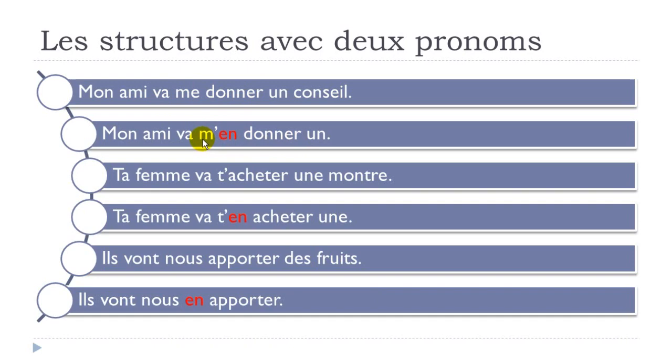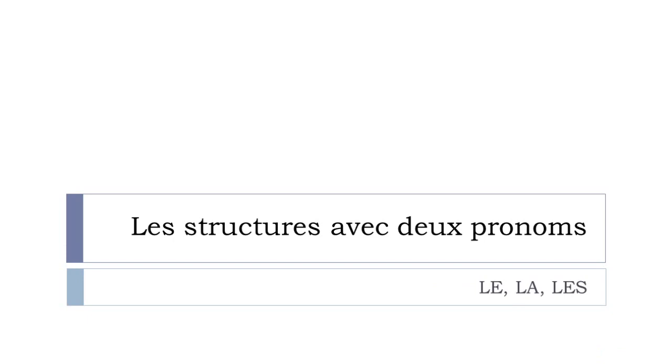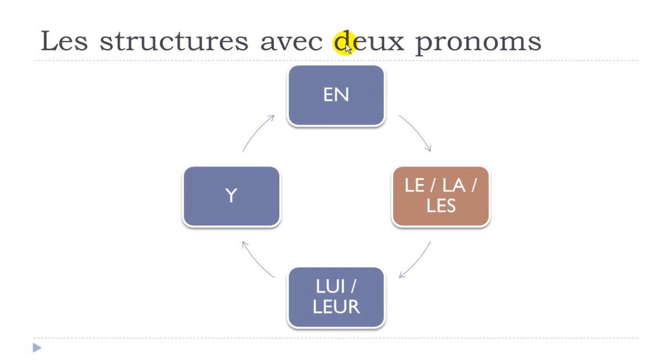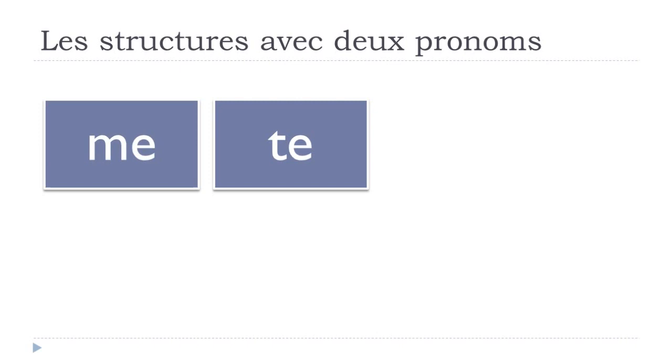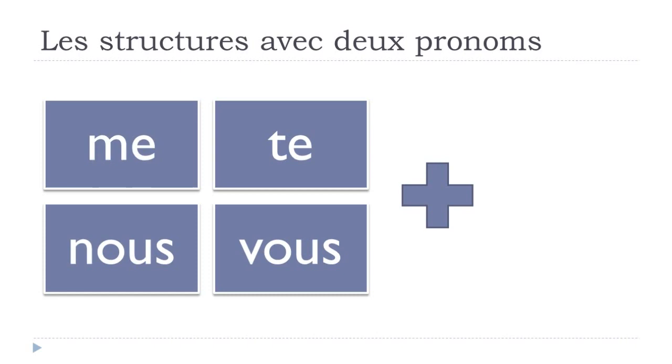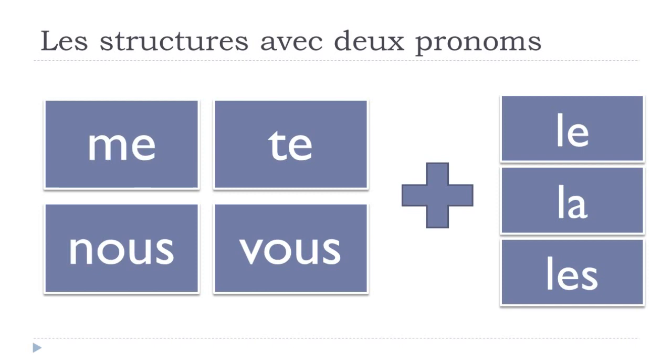Les structures avec deux pronoms, and if we're more precise, if you've got one of these two pronouns, if it is le, la, or les, okay? So we saw in the previous video the same concept, so when you've got two pronouns in the same sentence, but then one of them is en, okay? So if you want to check it, then it is the previous video, and then after that we'll see lui, leur, and finally we'll work with y, okay? But then in that video, we'll work on le, la, ou les, okay? And then the rule is quite simple. If you've got first me, te, nous, vous, they will come first, and after that, you will put le, la, and les, okay? That's the rule. If you've got le, la, and les, it will come all the time after me, te, nous, and vous.